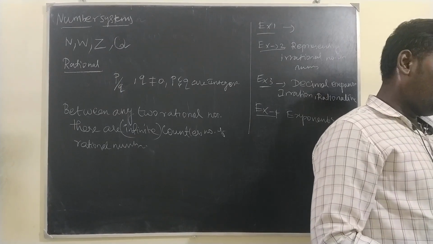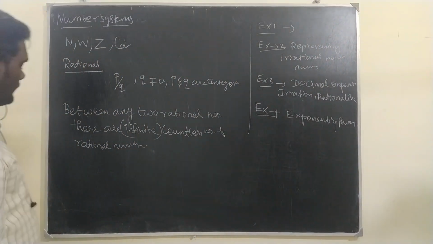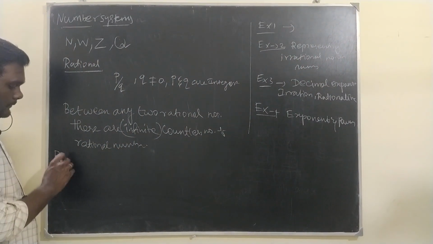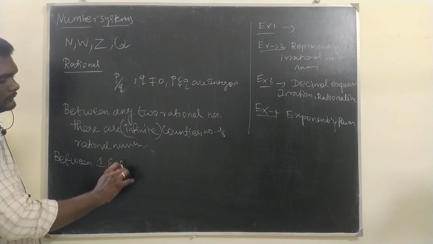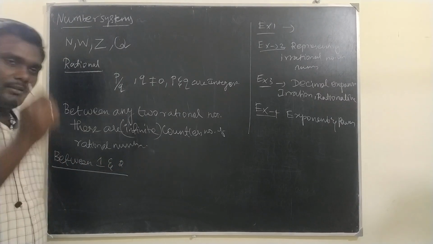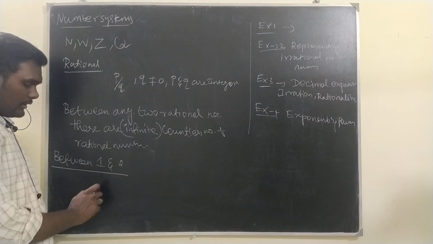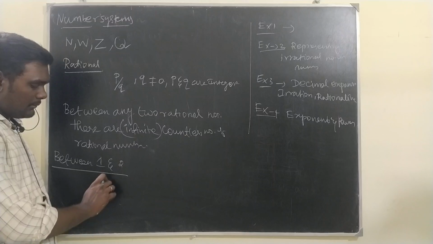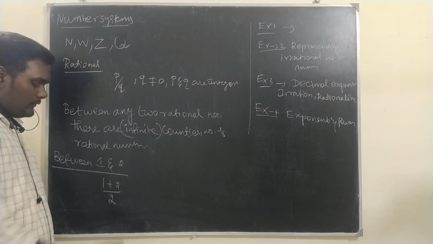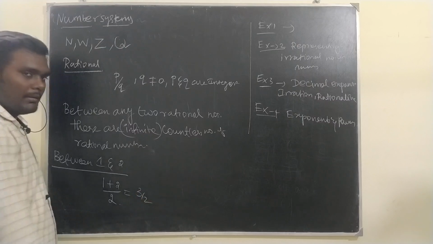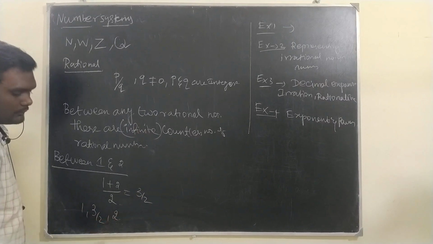Like in the first example, we see 5 rational numbers between 1 and 2. How will you find 5 rational numbers between 1 and 2? 1 and 2 are rational. There are two methods. The first method is by taking the average. We have to find one number in between, so we take the average of these two. Then we have 3 by 2. So we have 1, then 3 by 2, then 2.